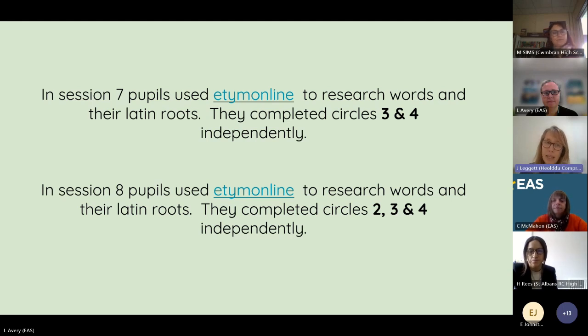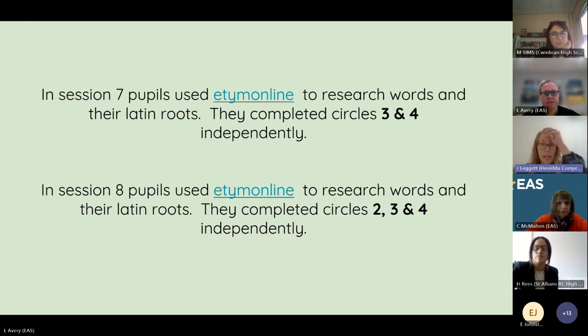And then in session 8, I did the first circle with them, and they then populated circles 2, 3, and 4 independently. And then obviously we could have a big classroom discussion, because they'd split into many, many different areas they'd gone to by finding the connections in the Latin roots. So they were really surprised, a lot of them, with that.